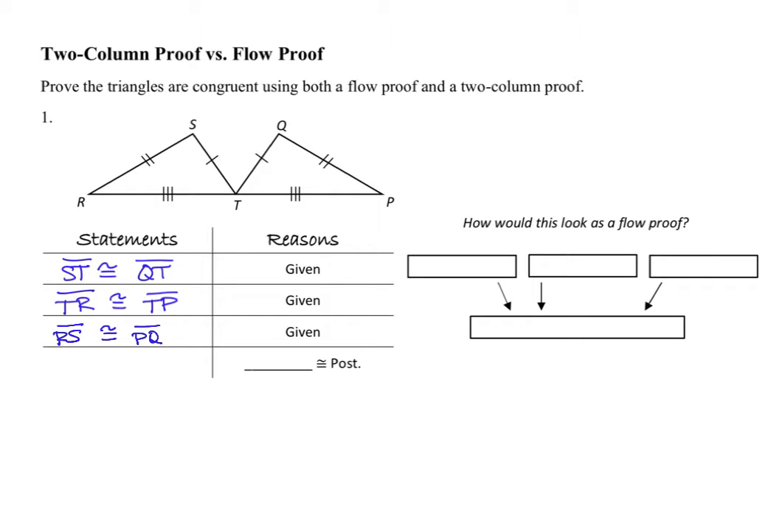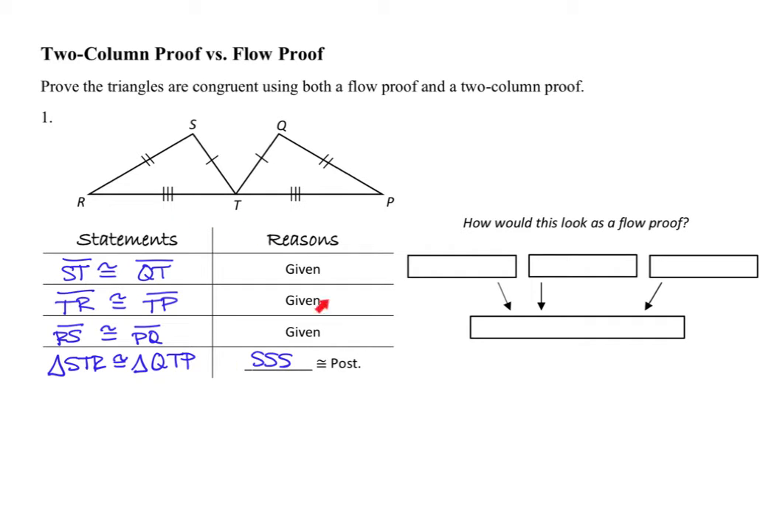This means that triangle STR is congruent to triangle QTP by what triangle congruence postulate? The triangles are congruent by side, side, side.